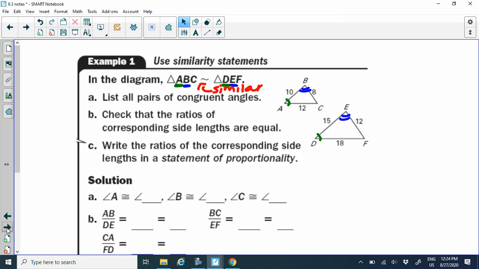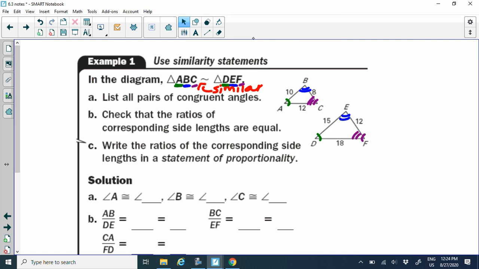And then lastly, we have C. Well, the last letter in our second triangle is F. So C and F are congruent.